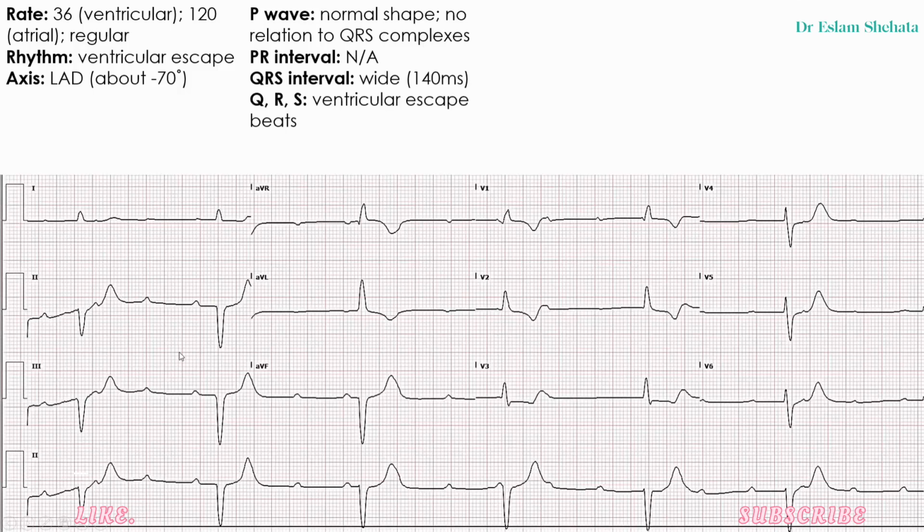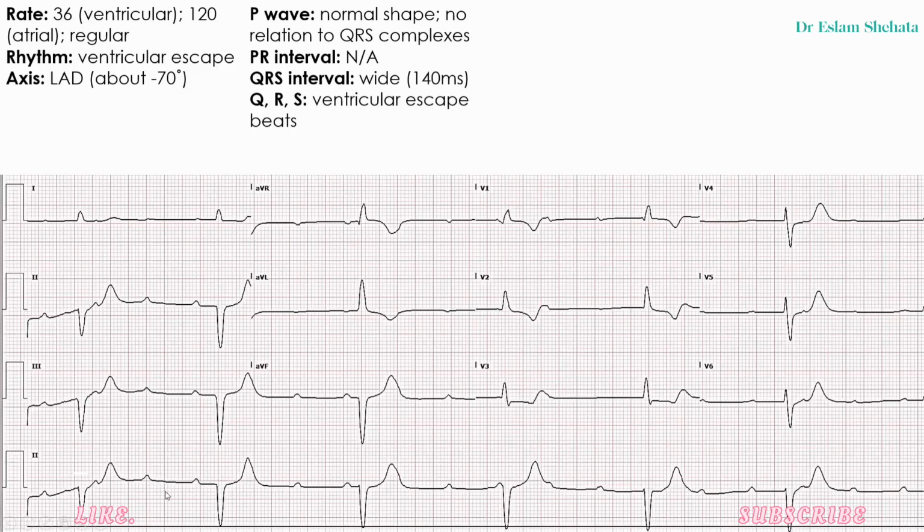P wave, normal shape, no relation to QRS complexes. They are upright in lead 2, and they are inverted in AVR, so they are sinus P waves, but the fact that they're not conducting to the ventricles means the heart is not in sinus rhythm. The atria is in sinus rhythm, but the ventricles are in a ventricular rhythm, okay? A ventricular escape rhythm. The PR interval really isn't applicable when there's no relation here.